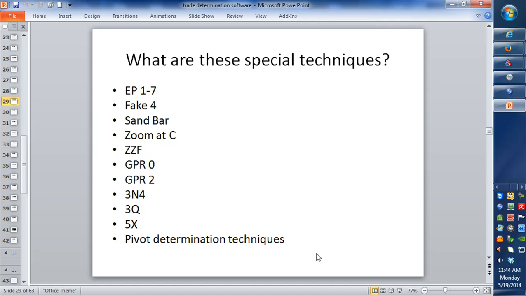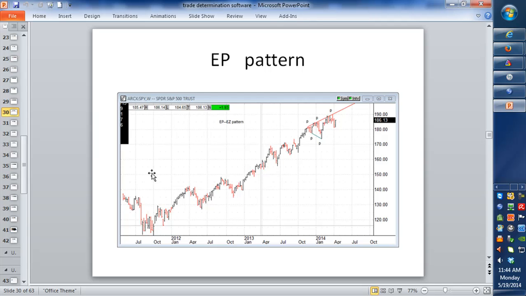So what are these specialized techniques? Well, these are some of the buzzwords that we've kind of made up for these different things, kind of labels, if you will. Let's give you an example. Let's take EP. EP is a pattern. Notice when something goes up, this is the SPY, which is the S&P 500.